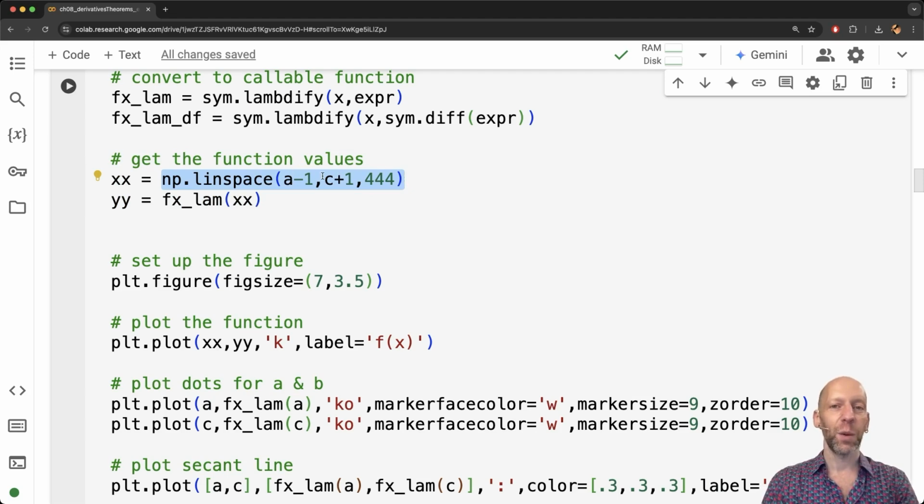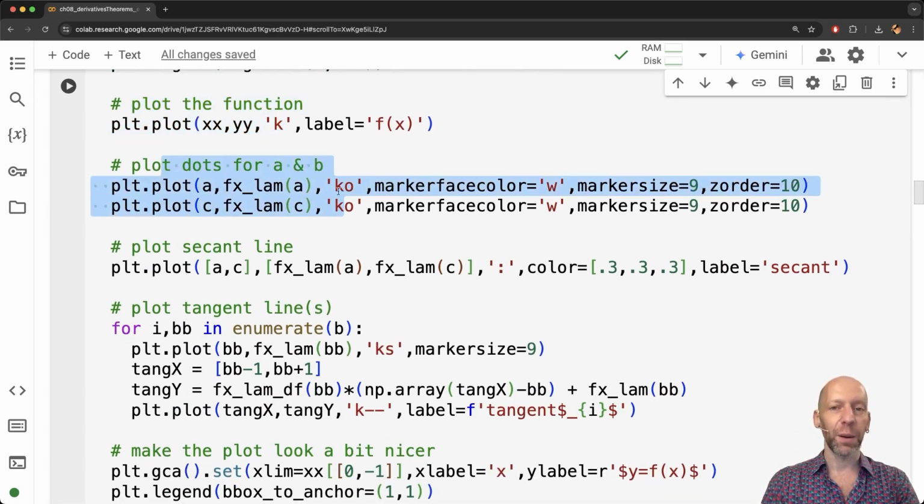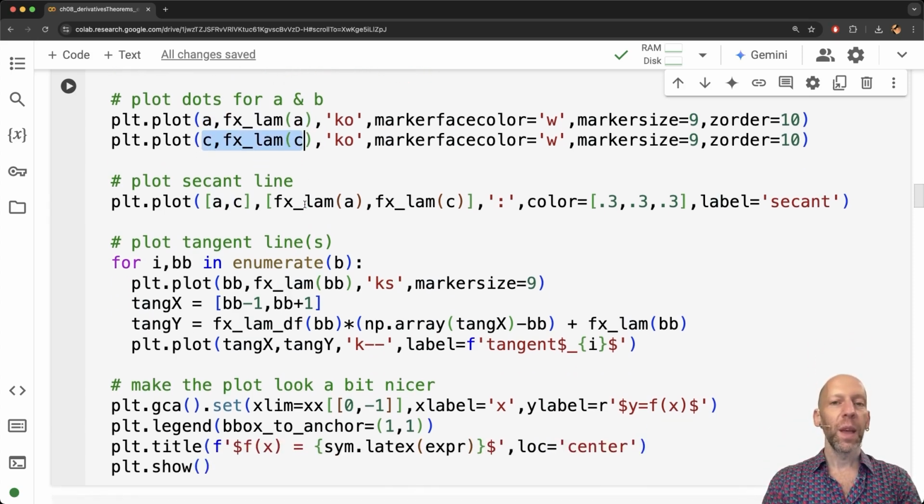Okay, so it's a -1 to c +1, and those are the x-axis values that I will use for visualization. Here I plot the function. Here I plot dots. You can see these are black circles with white marker faces for a and c. So x equals a and y equals f of a, and same for c. Here's the secant line. So this is the line that goes on the x-axis from a to c, and on the y-axis it goes f of a to f of c, using this lambdafied function from the SymPy expression.